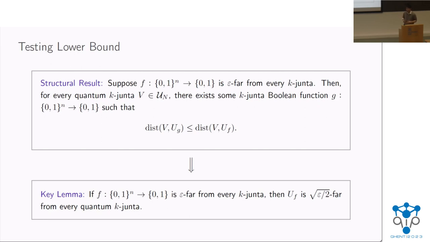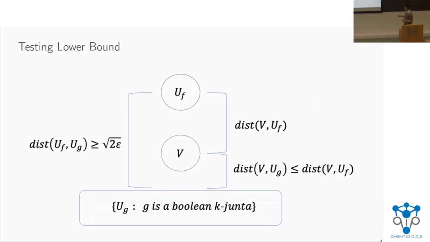The key structural result you need to show this is up here. Instead of talking about the details, let me just illustrate it for you. Let's suppose that f is far from every Boolean k-junta. Then you can show pretty easily that the encoding U_f will be some distance away from the set of encodings U_g, where g is a Boolean k-junta. So there will be some gap here. And the key part of the structural result is to show that every quantum k-junta is close to some member of the set U_g.